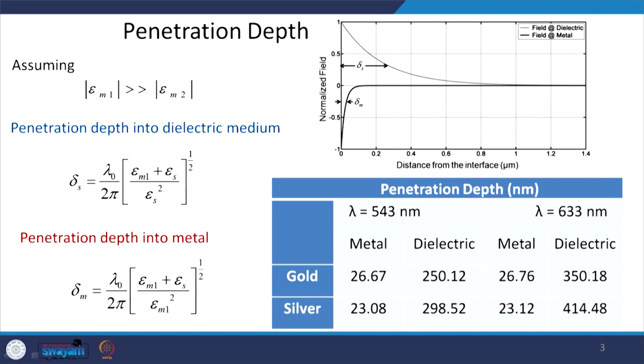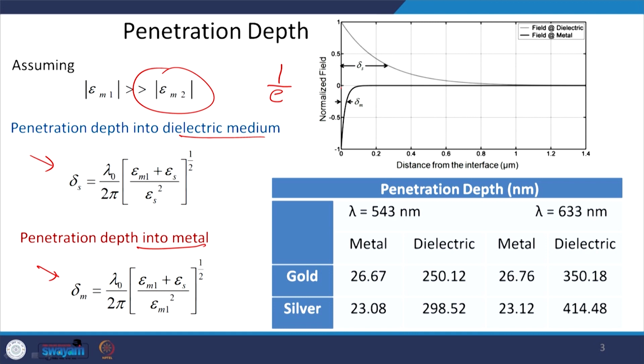And for penetration depth, if we assume that the imaginary part is much smaller, then we can define the penetration depth like this. This is the expression for the penetration depth into the dielectric medium, and this is into the metal. As we said, the field decays exponentially both in the metal and in the dielectric, and the distance at which it becomes 1 by e of the field at the interface is called the penetration depth. You can see that the penetration depth in the dielectric is larger than that in the metal, because of the absorptive nature of the metal. Since it is absorptive, the field dies out quickly in the metal region, while for the dielectric it is larger.